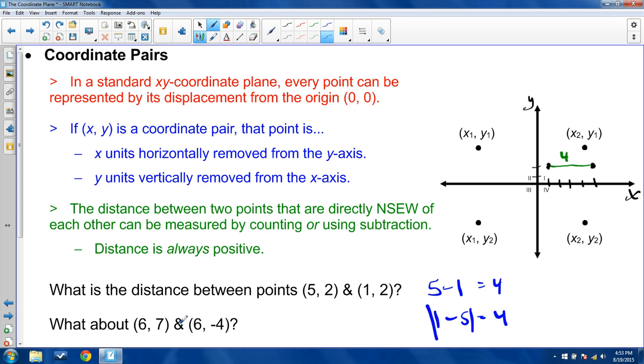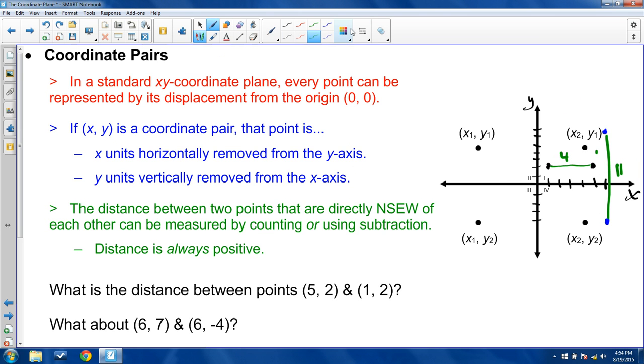What about 6, 7, and 6, negative 4? Same idea. Let's look at where those are. On here, 6, 7, here's 5, 6, 1, 2, 3, 4, 5, 6, 7 up. So here's the point 6, 7, and then the point 6, negative 4 is down here. So I could count just how high up I need to go, because it's directly north and south of each other. 1, 2, 3, 4, 5, 6, 7, 8, 9, 10, 11. So these are 11 units away, so that distance there is 11.